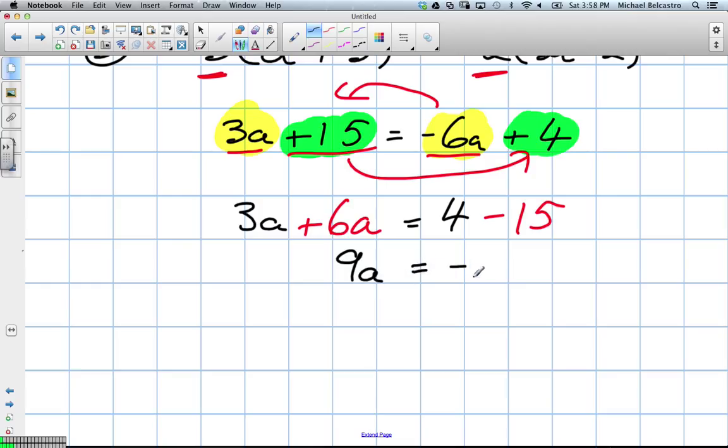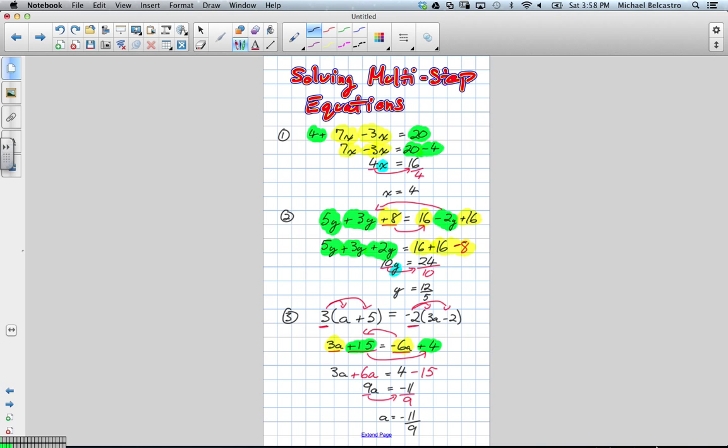Negative 11. Great. We've got to get a by itself, so we do what? Negative 11 divided by 9. So a is equal to? A is equal to 1 and... Oh, yeah, 1 and 2/9, or we usually leave things as improper fractions. Okay, so those are three of the major examples you'll go through when doing multi-step equations.